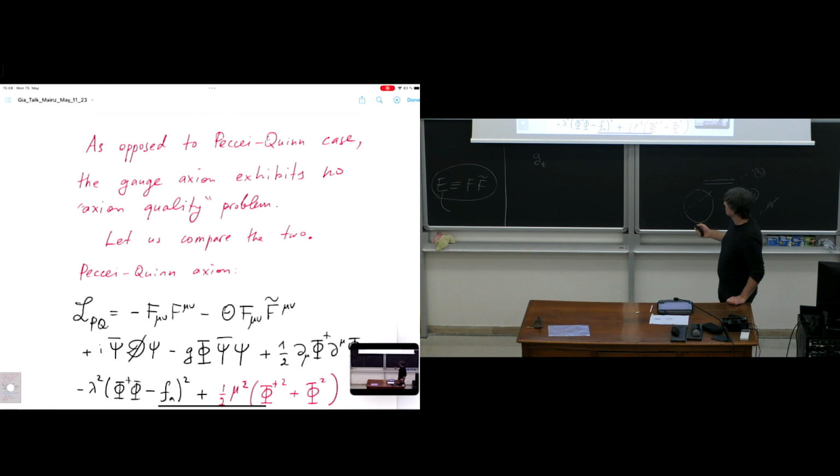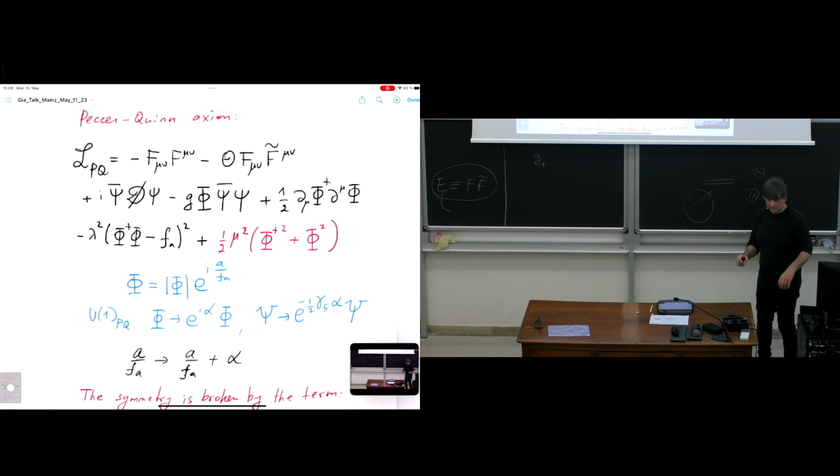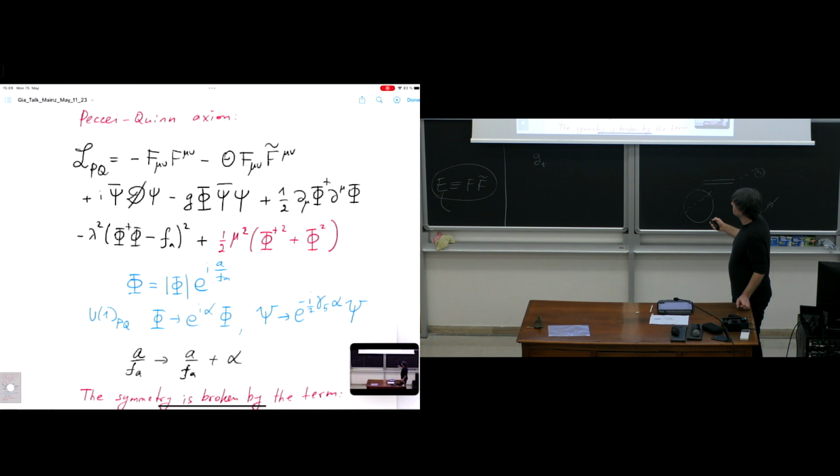So it's written here. Let me now make it a little bit more technical. Now, as I said, there is no axion quality problem. And let us compare the two formulations, okay? I'm trying to deconstruct the standard Peccei-Quinn to bare, literally bare essentials. So I'm taking QCD with theta term, or theta bar, whatever. I'm introducing only one quark for simplicity, okay? Well, you can generalize to any number of flavors.